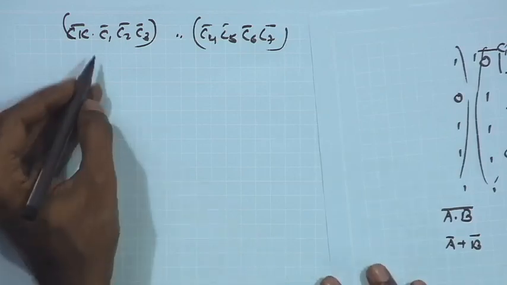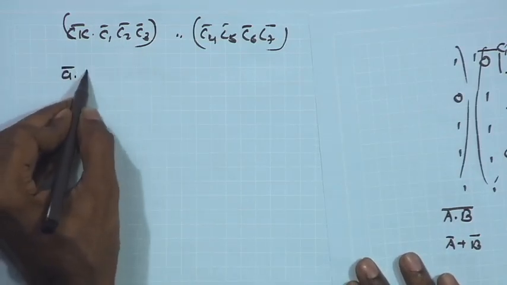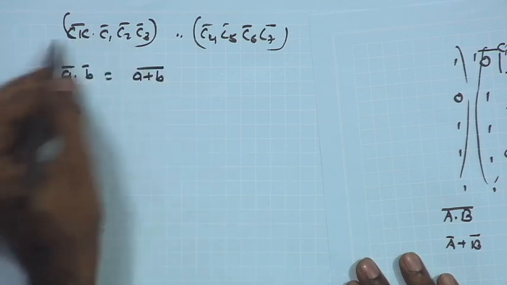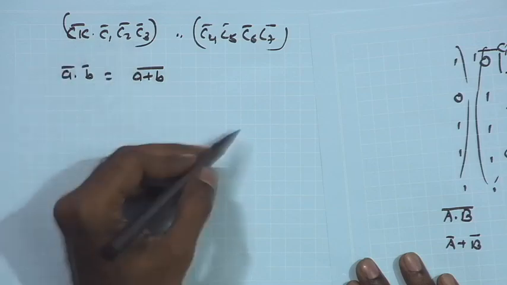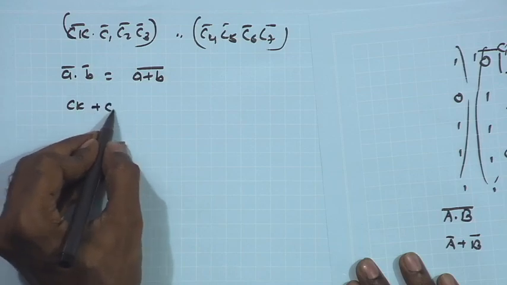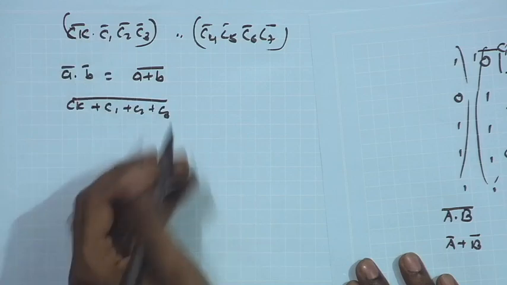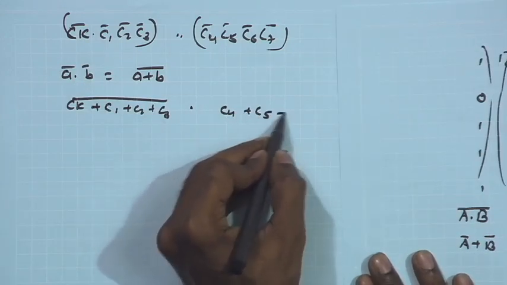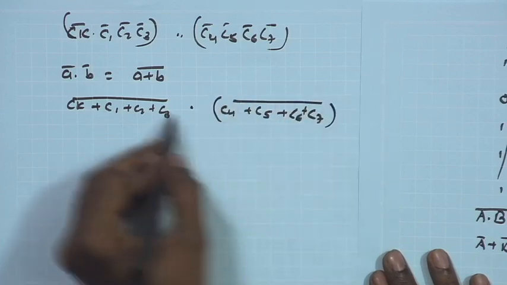And if I look at A bar, B bar, you know that this is nothing but A plus B bar. So, I can extend it to a larger number of inputs also. Therefore, this can also be implemented as a NOR gate. So, I can just have CK plus C1 plus C2 plus C3 NOR given as this combination, and then it is ANDed with C4 plus C5 plus C6 plus C7, and then again you have the NOR of these two.